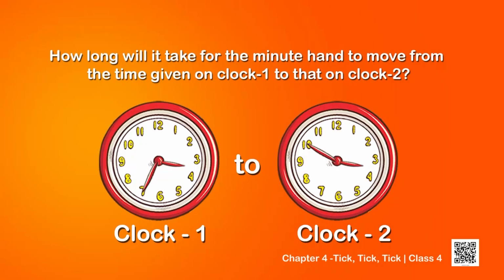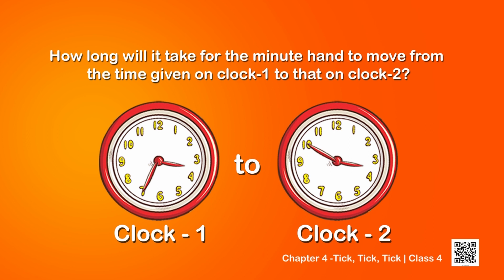Okay. Now, I will show you 2 clocks. And what you need to do? You have to read the time on both the clocks. Then, you have to write the time taken by the minute hand to move from the time shown in clock 1 to the time shown in clock 2. Okay? So, let us see how we can do this. Look at these clocks.